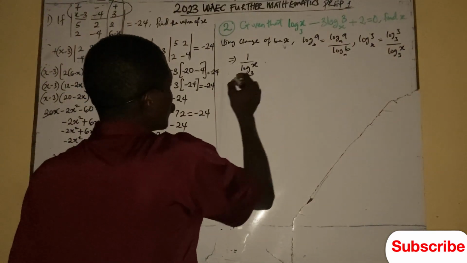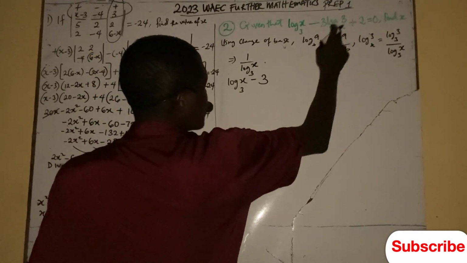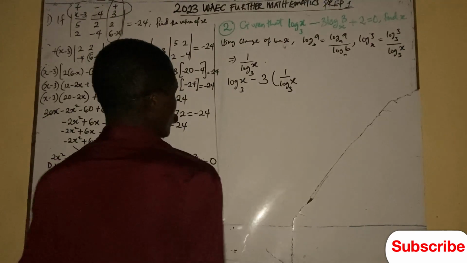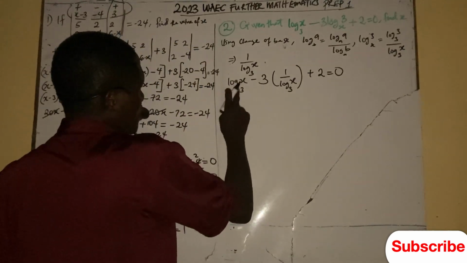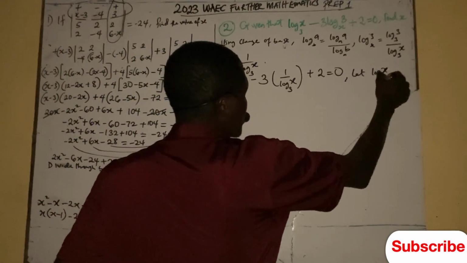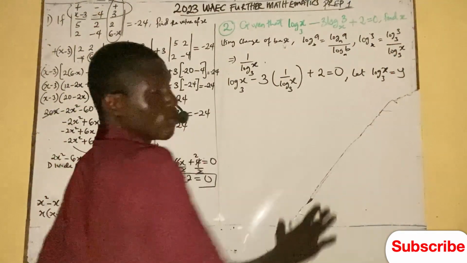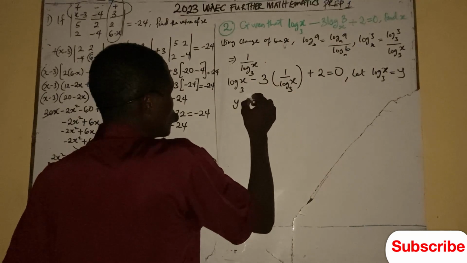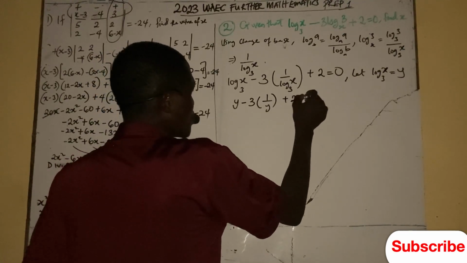So this now becomes log x base 3 minus 3. Now everything here, which is log 3 base x, has become 1 all over log x base 3, bracket closed, plus 2 equals 0. Now if you look at this value, they have the same thing. So you can say let log x base 3 be y, or you can choose any letter you want, or k. So whatever I see, log x base 3 is represented by y. So this is going to be y minus 3 into brackets 1 over y, plus 2 equals 0.